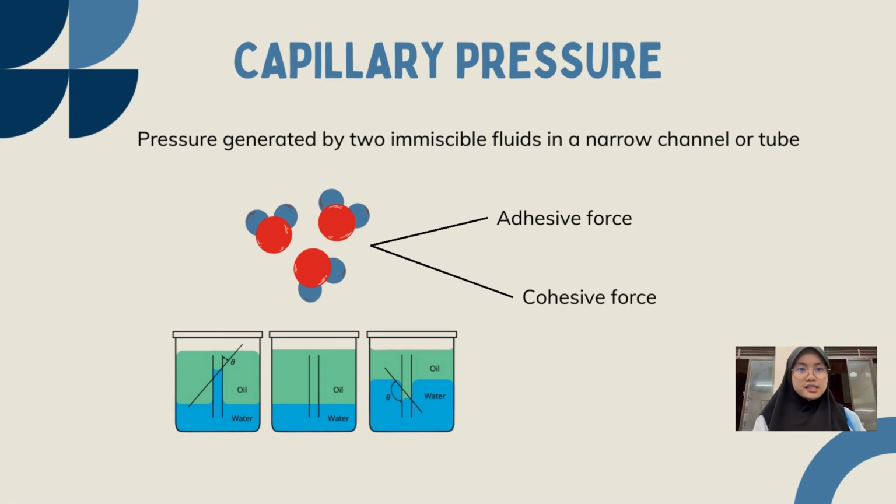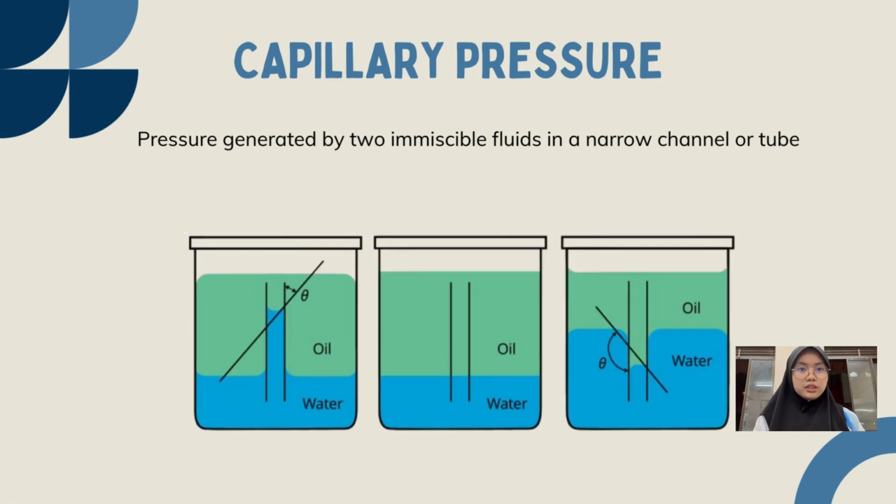The second beaker is intermediate wet and the third beaker is oil wet. For the last beaker, you can notice that the water level is lower than the normal level. This is because the oil is pushing down the water level due to its weight.